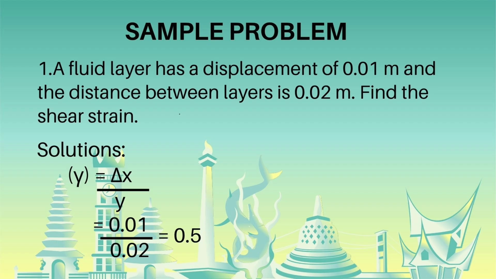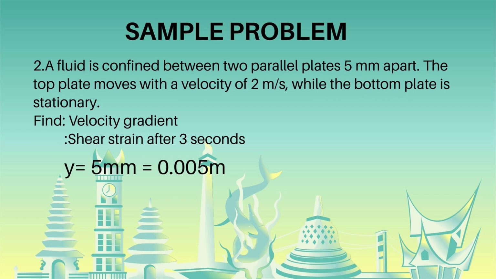Our displacement is 0.01, so this is what we put in delta x. For y, which is the distance, it is 0.02 meter. So when we divide it, 0.01 meter over 0.02 is equal to 0.5. It has no unit because the meter over meter cancels out. So, let's proceed to sample number 2.